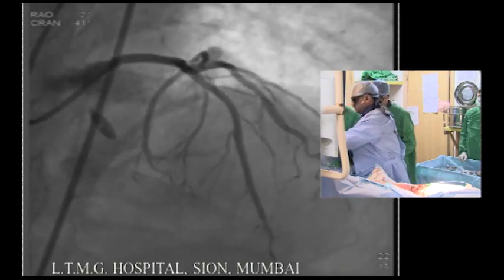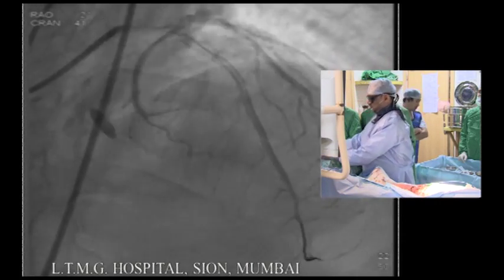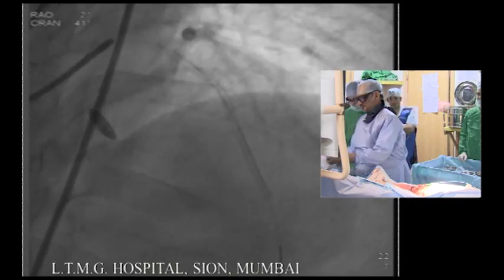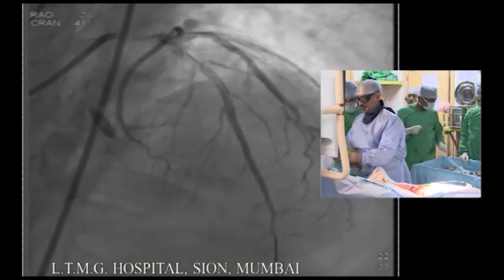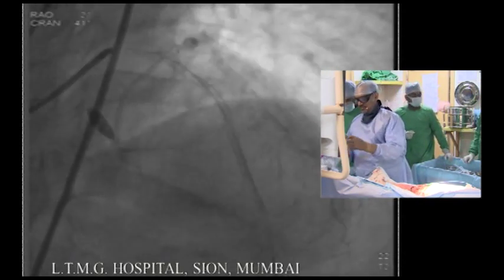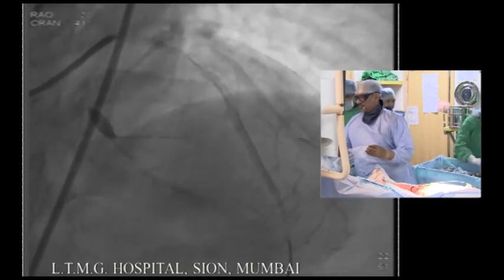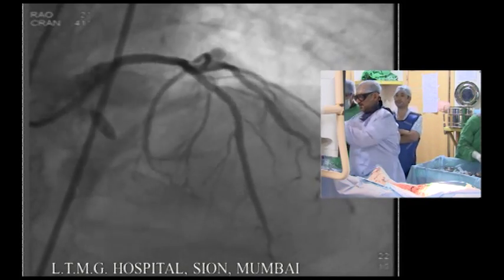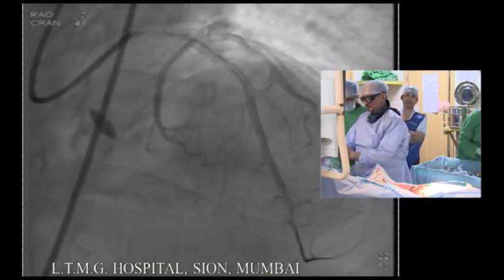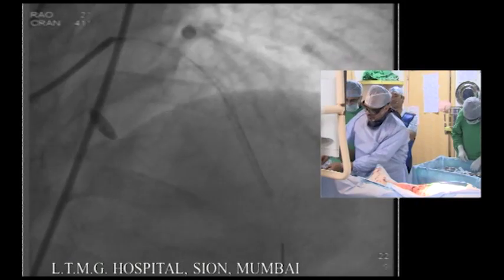Well, the good thing I think is that all the diagonals and the septals are all protected. Nothing's closed off. We are making everything ready for OCT. Okay.